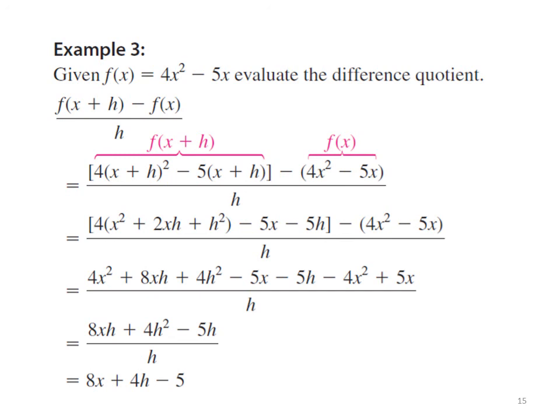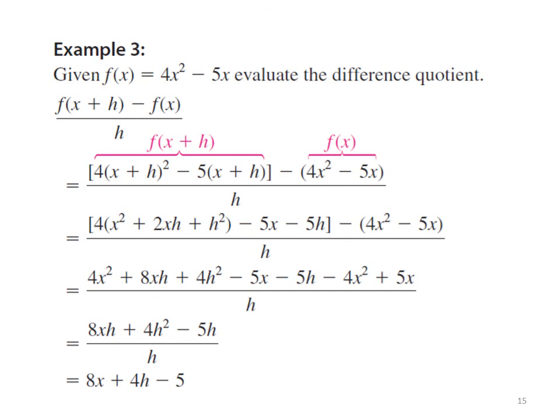Now the remaining steps take some work, some algebra. You need to simplify the expression, and your final answer must be in simplified form. So the first thing to do is expand this bracket, x plus h squared. You can leave the 4 outside. You get x squared plus 2 times x times h, which is 2xh, plus h squared. Minus, now multiply 5 by the bracket x plus h, you get minus 5x minus 5h. Minus f of x, you can leave it like it is for now.